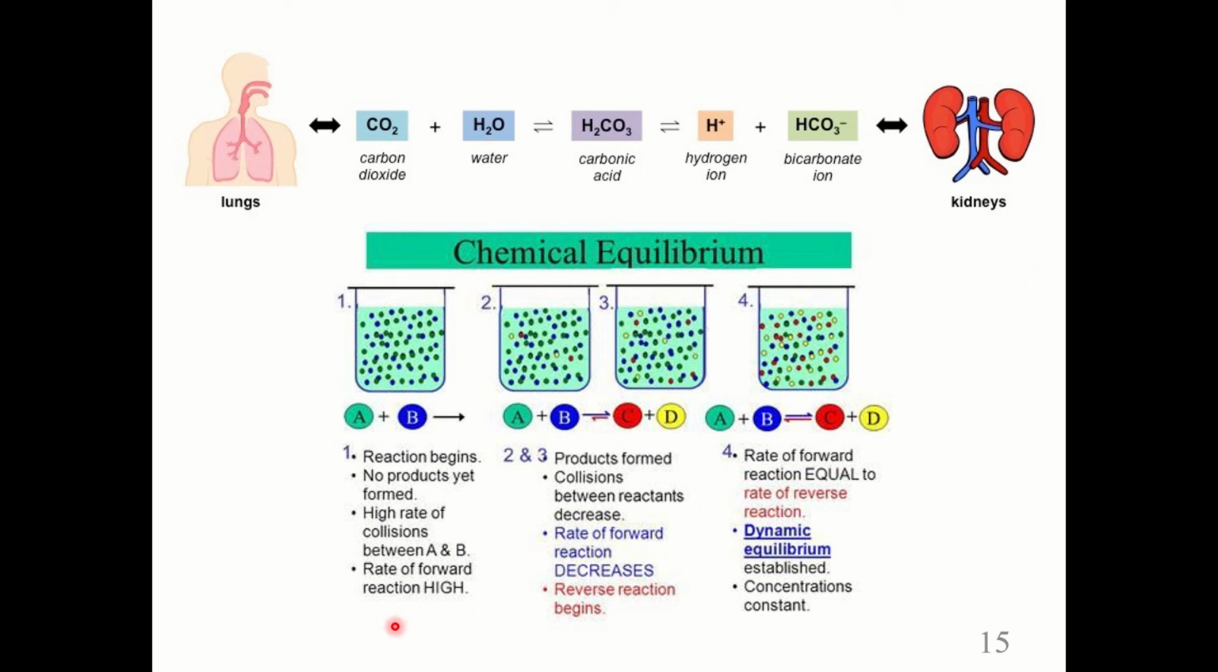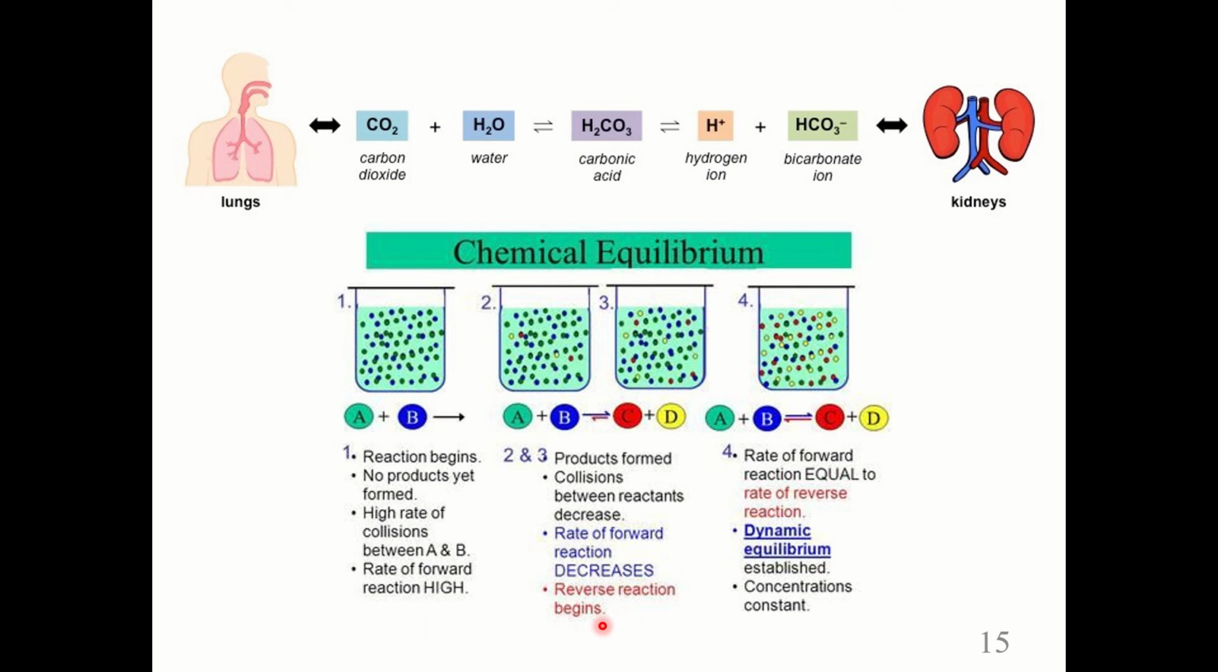In this example of chemical equilibrium, in step 1, the reaction begins. No products are yet formed. There is a high rate of collisions between molecules A and B. The rate of forward reaction is high.